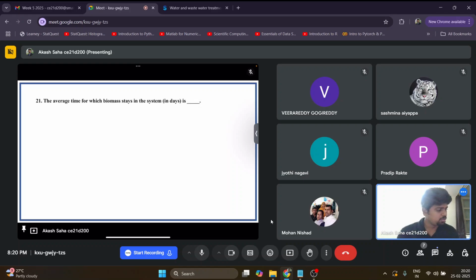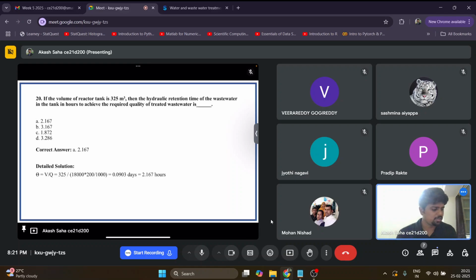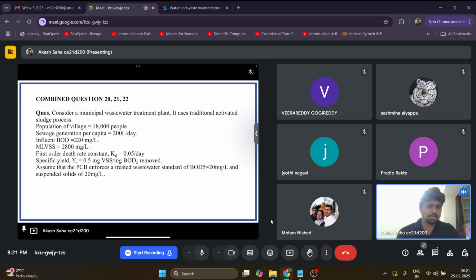Okay. Next question. The average time for which the biomass stays in the system. So you have to find out the average time. That is nothing but the SRT. Okay, so I'll go back to that question. So just see the information given below and find out the HRT.